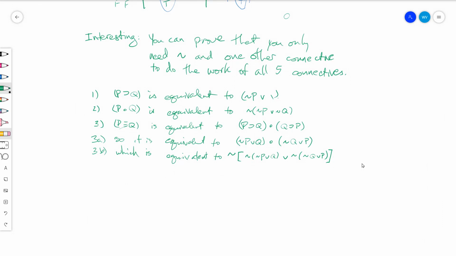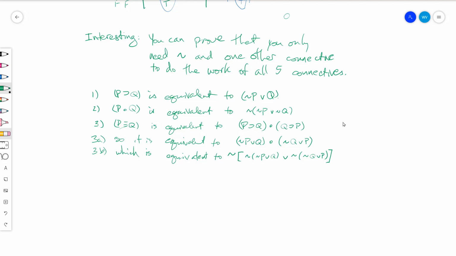Something weird happened here and this Q got erased. All right, so number 2 here, P and Q is equivalent to not P or not Q. That's just De Morgan's rules. You can also just put those 2 sentences in a truth table and you'll get the same result, that those 2 sentences are equivalent.